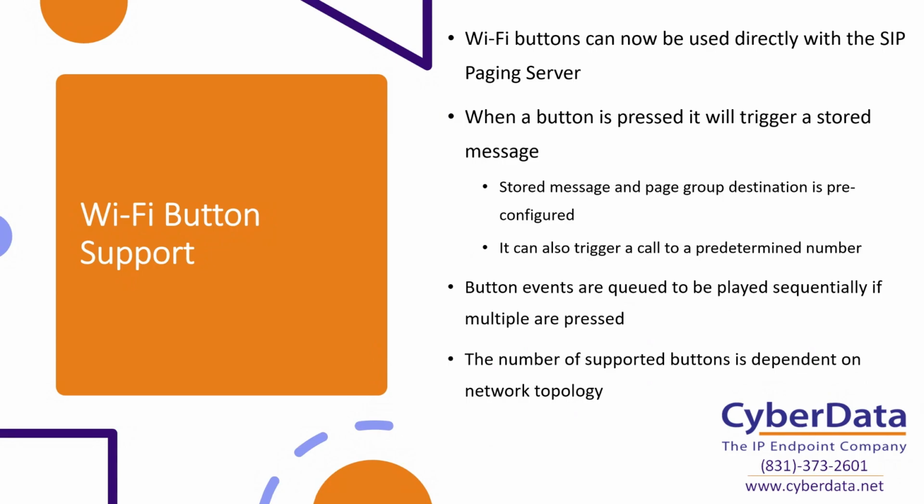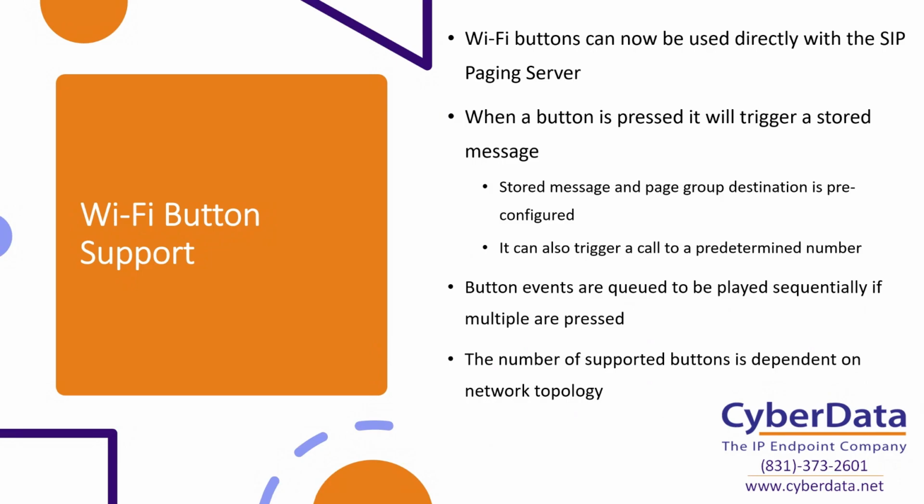So you can have these different emergency alert buttons stuck around your facility, and you press one and it can make that basic announcement to a different page group. But it can also trigger a call to a predetermined number. So these are effectively an easier way to have a call button throughout your facility if you've already got the infrastructure of a SIP paging server set up, but you might not have the capital available to do a full dedicated hard-lined Ethernet run for different call button installations.